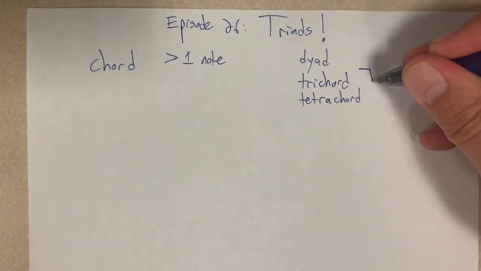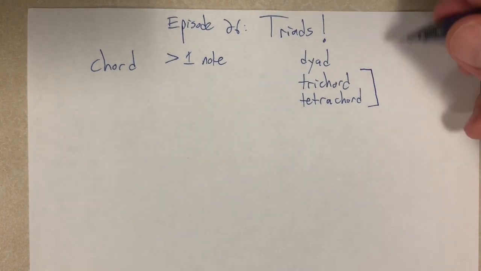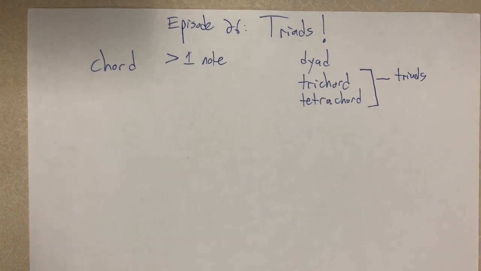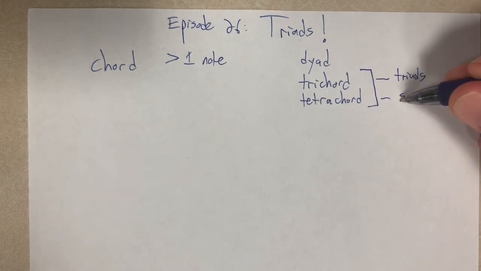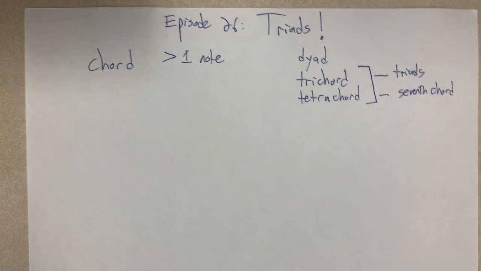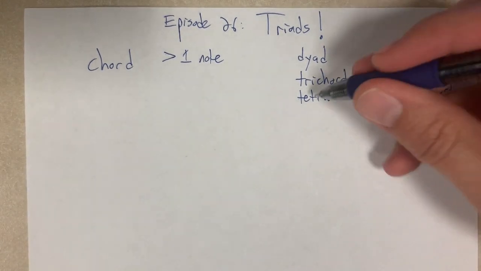A lot of music theory is made out of these two kinds of chords, but specific versions of them. A specific kind of trichord we call a triad, and a specific kind of tetrachord we call a seventh chord. Don't try and make that make sense yet. We'll get there. We gotta keep going.